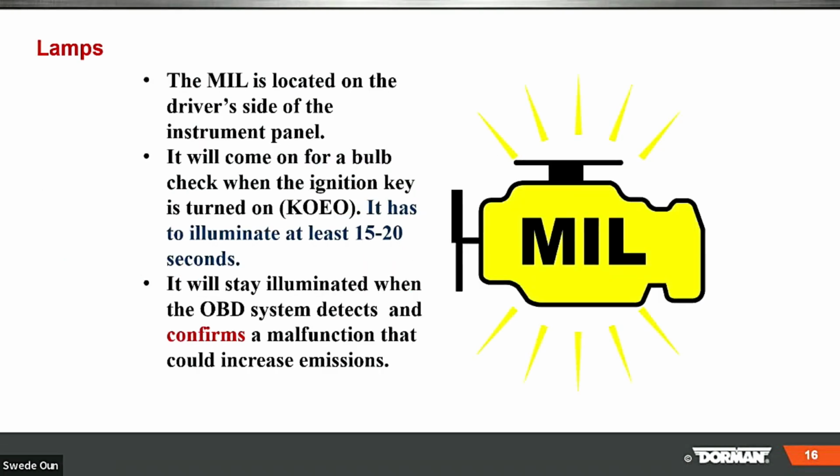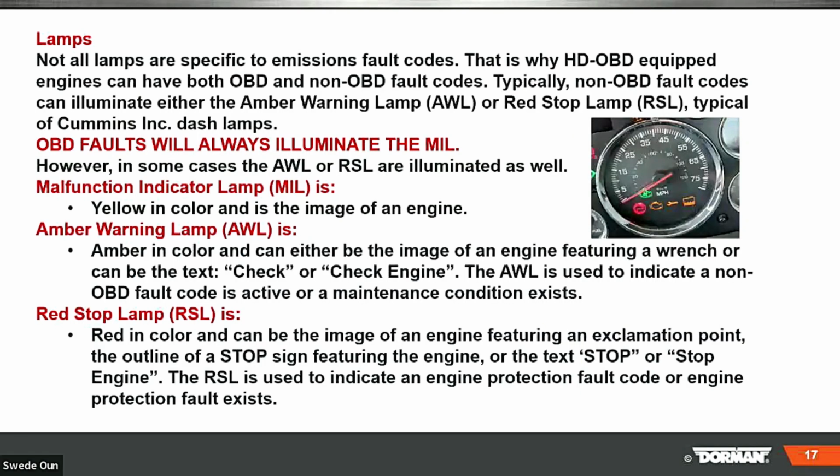Of course, here's your lamp, located on the driver's side instrument panel. It will come on for a bulb check. You guys are so used to this, no different than an ABS lamp. It goes through a bulb check and so on. The requirement is that it has to illuminate at least 15 to 20 seconds. It will stay illuminated when the OBD system detects and confirms a malfunction that could increase emissions. So far, good.